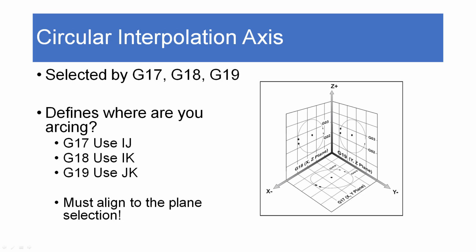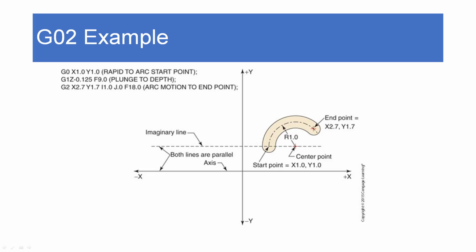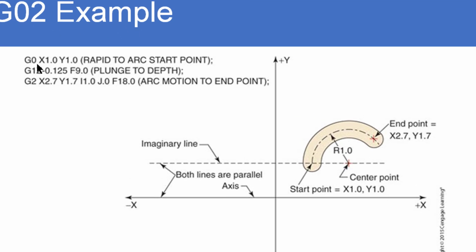So let's look at some examples for G02. Here's an example straight out of your book. And we talk about motion right here. So we G00 X1, Y1. We rapid over to the starting point. There's my starting point, X1, Y1.